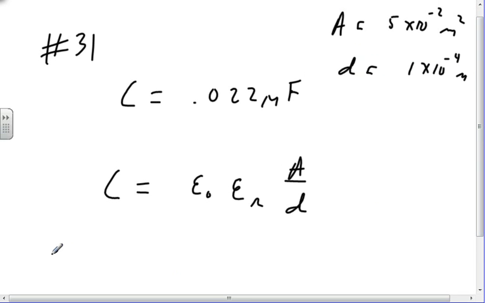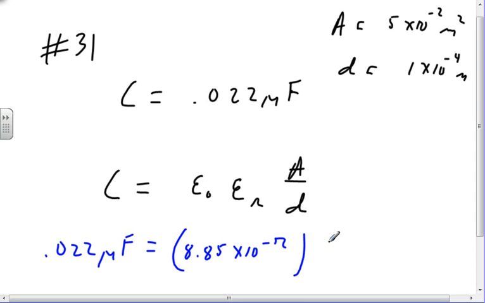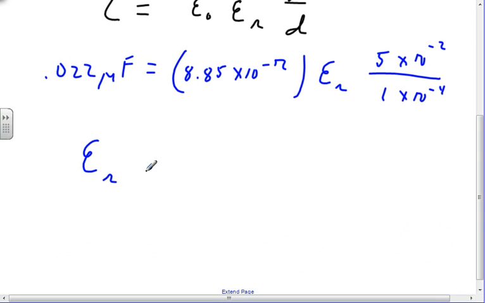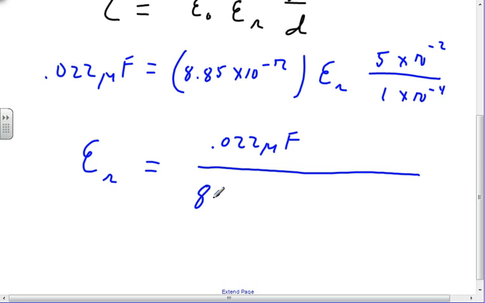Okay, changing color to blue. 0.022 microfarads is equal to 8.85 times 10 to the minus 12 times epsilon r times 5 times 10 to the minus 2 divided by 1 times 10 to the minus 4. Now we're going to use our 9th grade algebra skills and write that epsilon r is 0.022 microfarads divided by 8.85 times 10 to the minus 12.